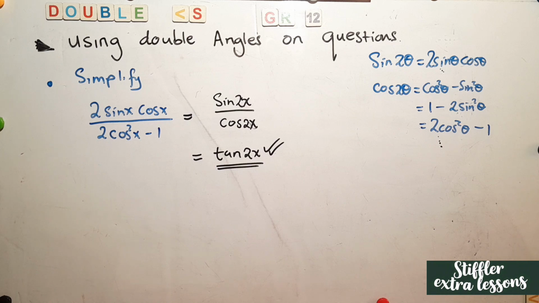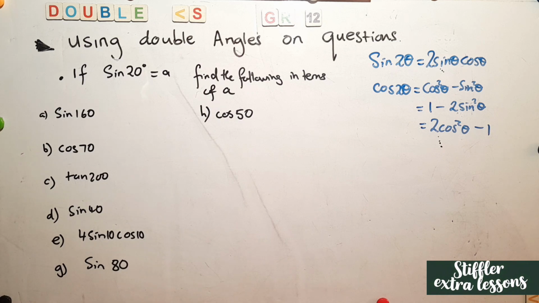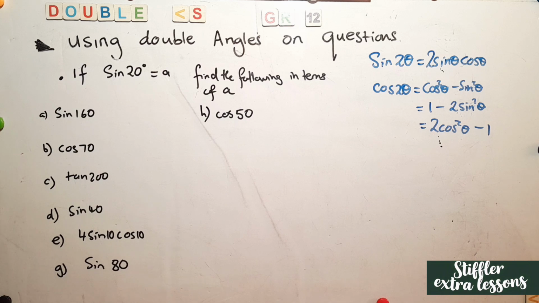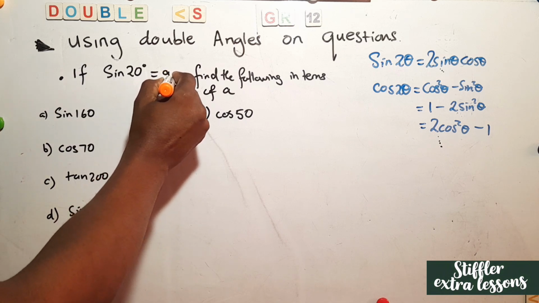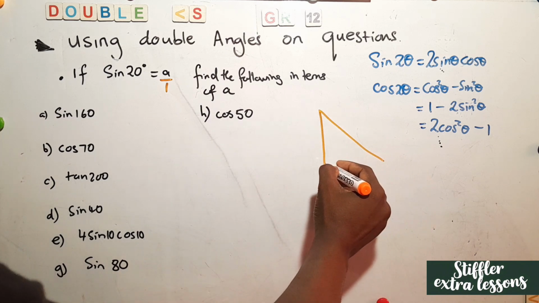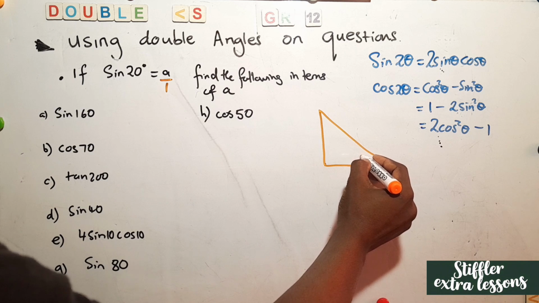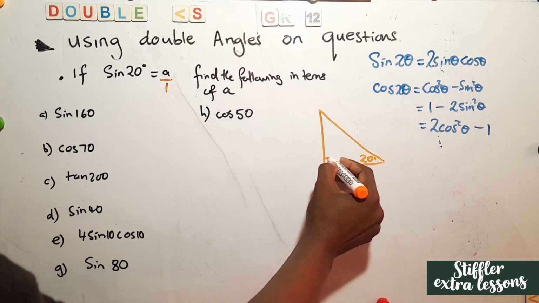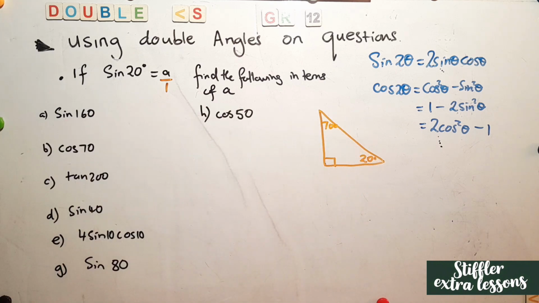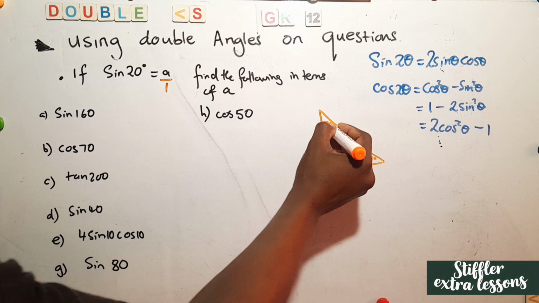So let's see on the second question what we have and how we can solve that. On this one, we are given that if sine 20 degrees is equal to a, find the following in terms of a. I already explained in the previous ones that if we're having a situation like this, we have to draw a diagram, and this is more like a over 1. So we can draw our triangle like that. We're given 20 there, so this is 20 degrees, and that will be our 90. So obviously this will make this 70 degrees.